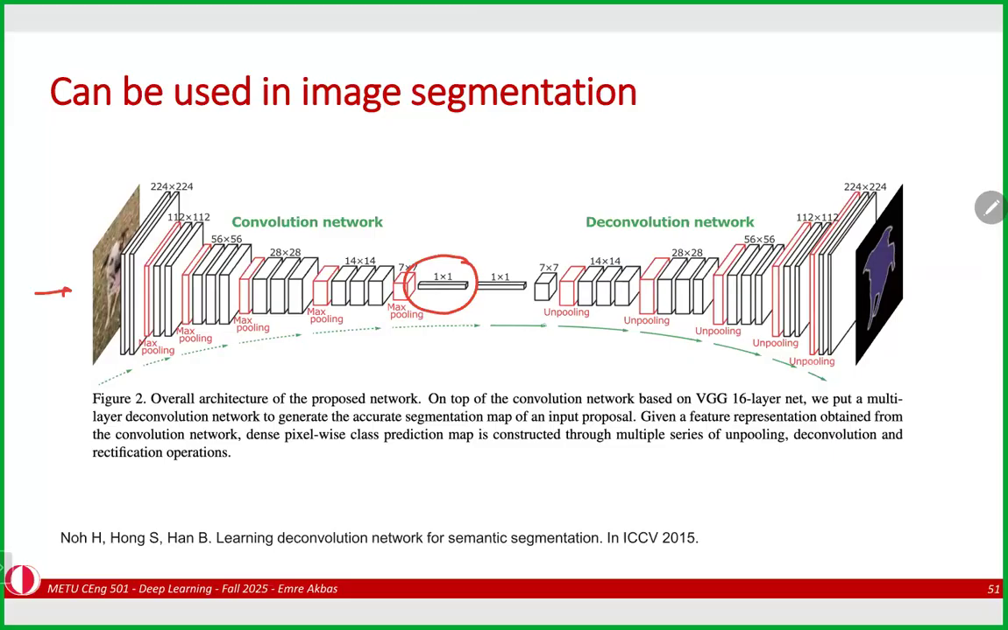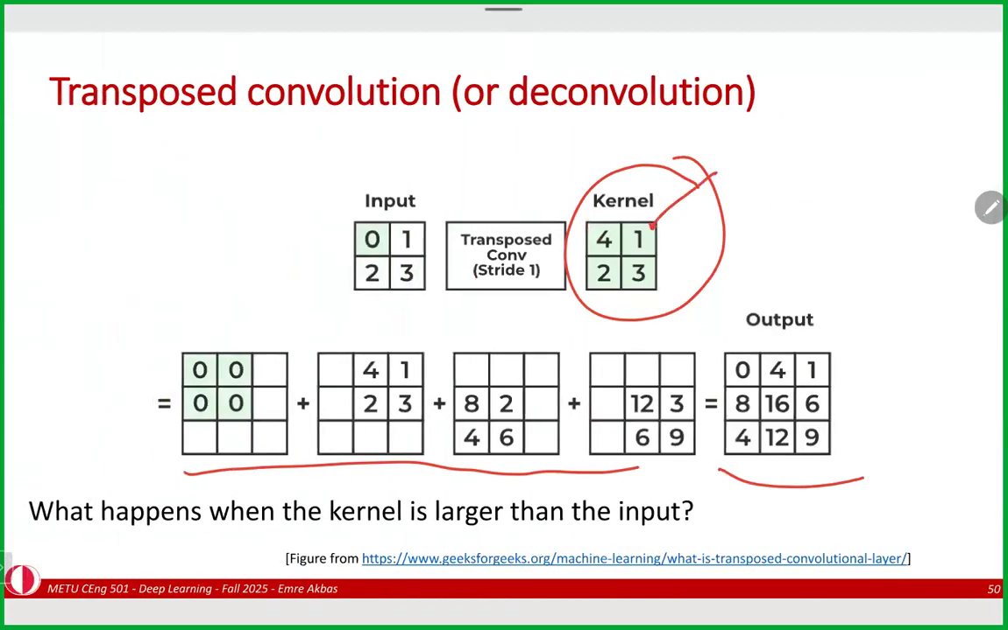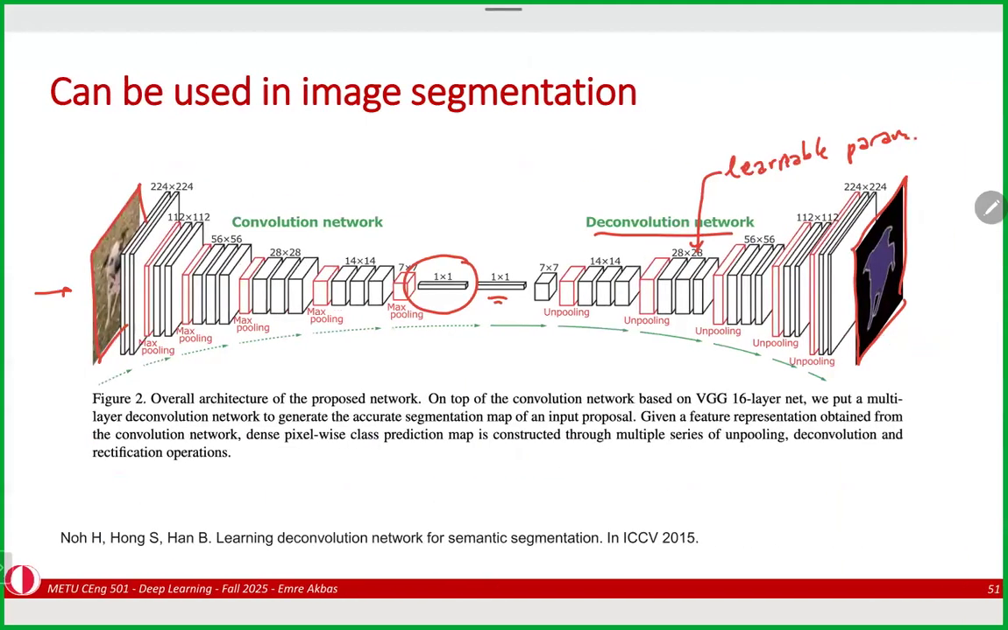Then from there, you can use deconvolution layers to upscale this 1 by 1 thing to the full size of the input image, as in here. So this is one application of deconvolution. You can use it in image segmentation. And since these deconvolutional layers have learnable parameters, which are the numbers within your kernel, you can achieve image segmentation.